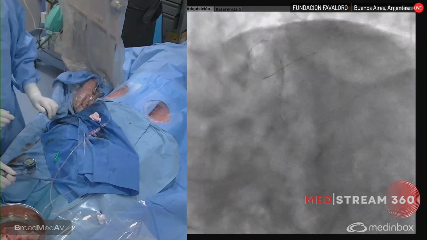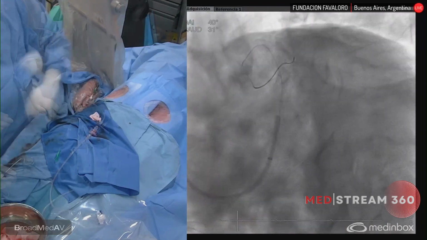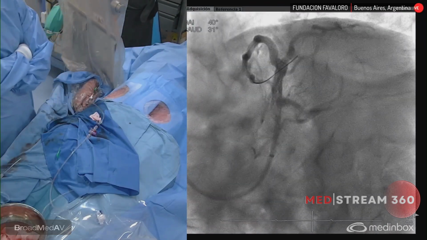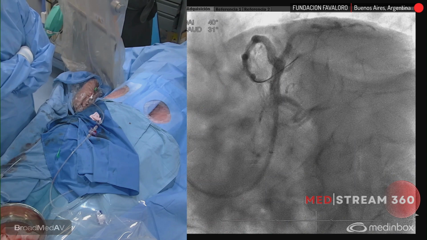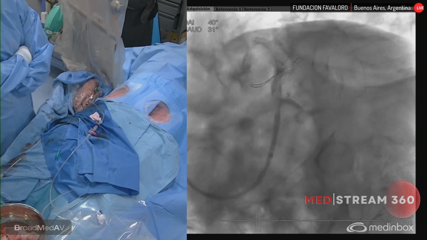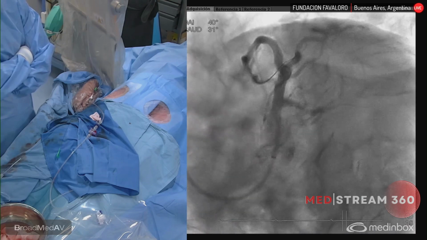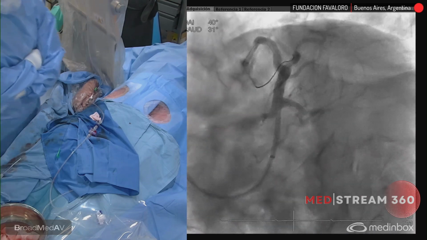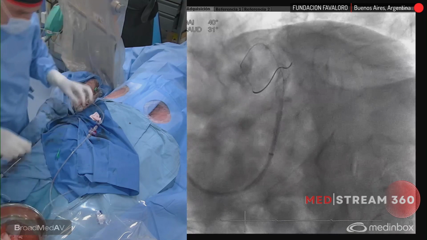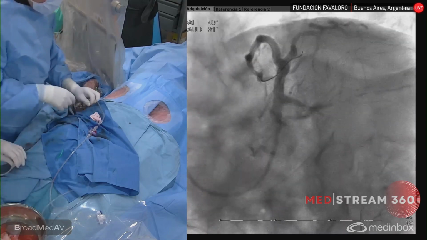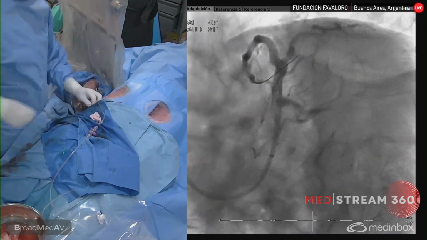Okay, inflate. 1, 2, 3, 4, 5, 6. So as you can observe, the diagonal is perfect with an absolutely normal flow. I don't think we have to go for a kissing balloon there. No. What I would do is IVUS on the LAD to see if I need post dilatation there.